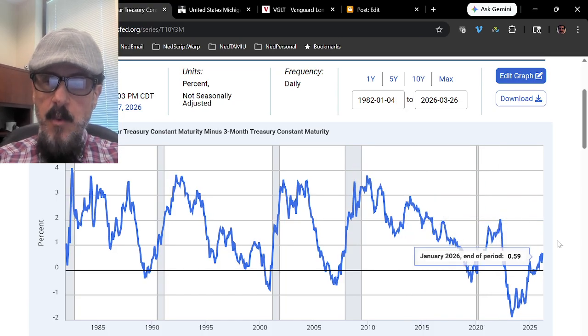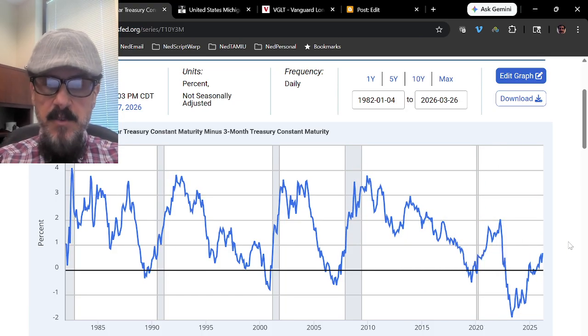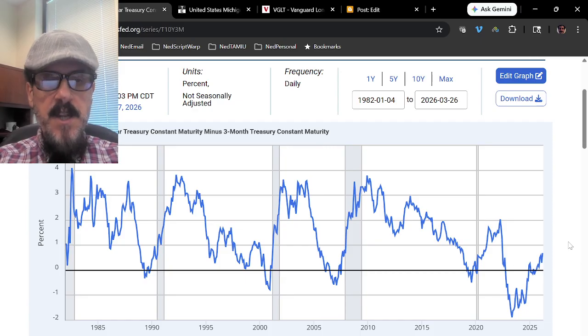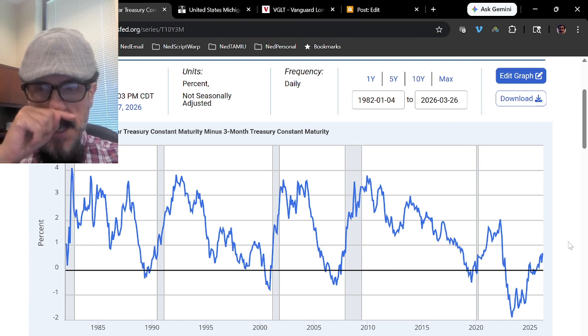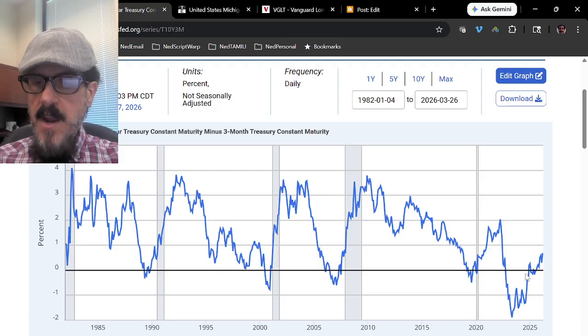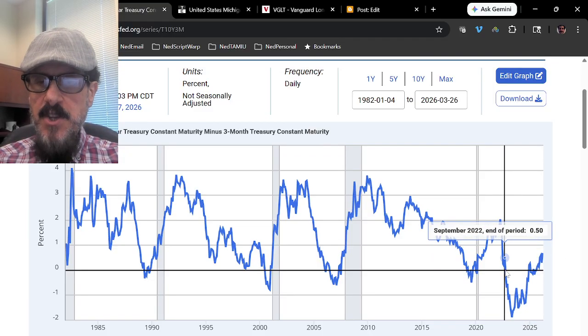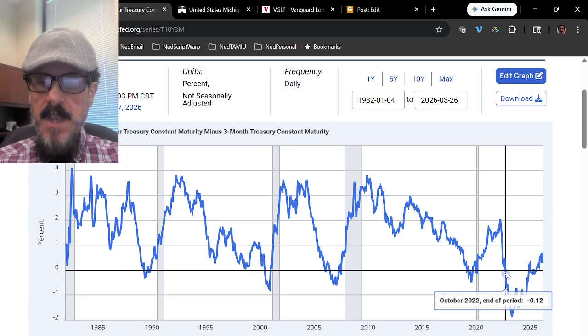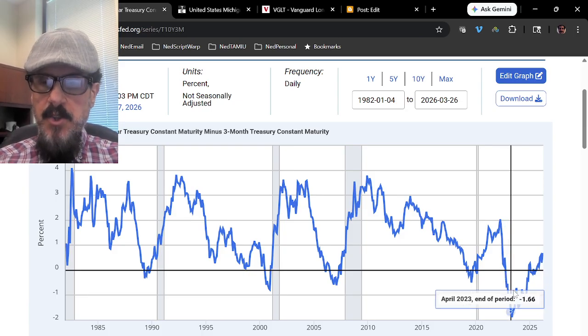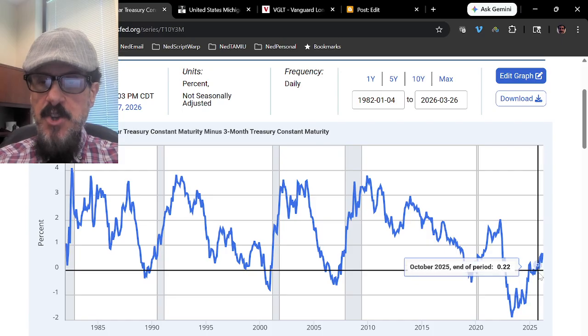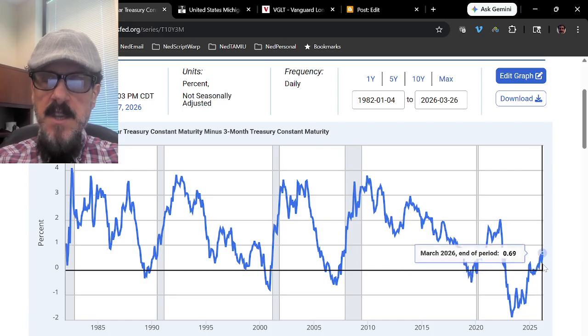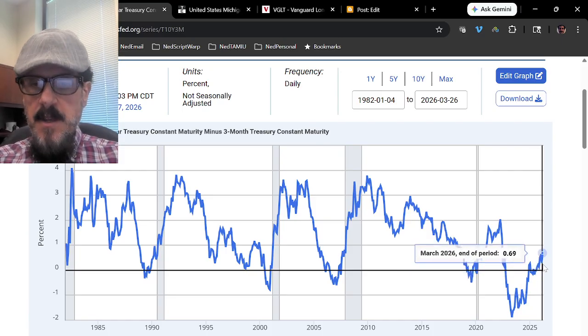If you look at this graph, you're going to see that a recession usually follows an inversion of the yield curve and then an uninversion. And that's exactly where we are now. We actually had a quite unique type of inversion, a very deep inversion in October 2022. And then we had an uninversion, and the uninversion seems to be steepening.